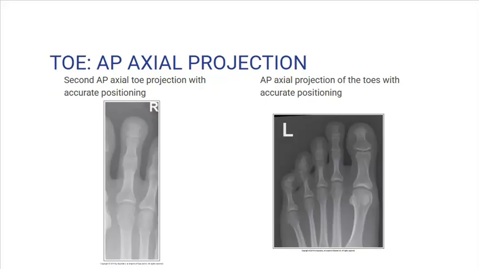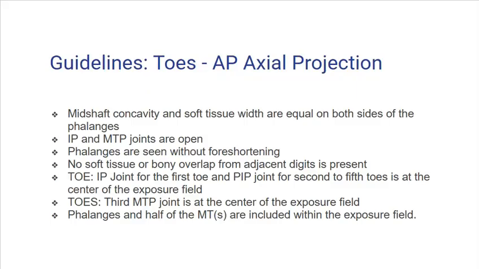For a single toe projection, the interphalangeal joint for the first toe and the PIP joint for the second through fifth toes are demonstrated at the center of the exposure field. When taking an AP axial projection with all toes included, the third metatarsophalangeal joint is demonstrated at the center of the exposure field. All phalanges and half of the metatarsals are to be included within the exposure field. Here are those image analysis guidelines for your review.